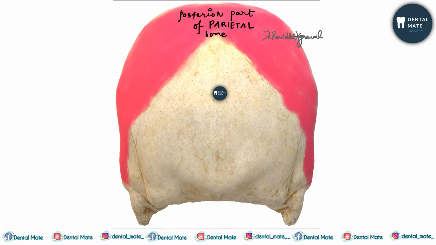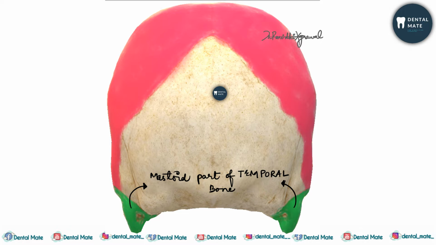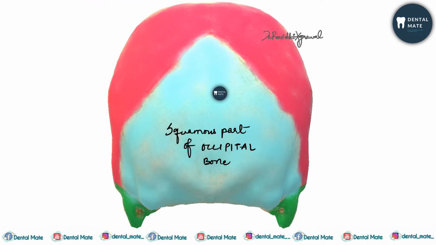This is the posterior view of the skull. What are the bones present in the Norma occipitalis? It is the posterior part of the two parietal bones. Next is the mastoid part of the temporal bone. After that is the squamous part of the occipital bone.